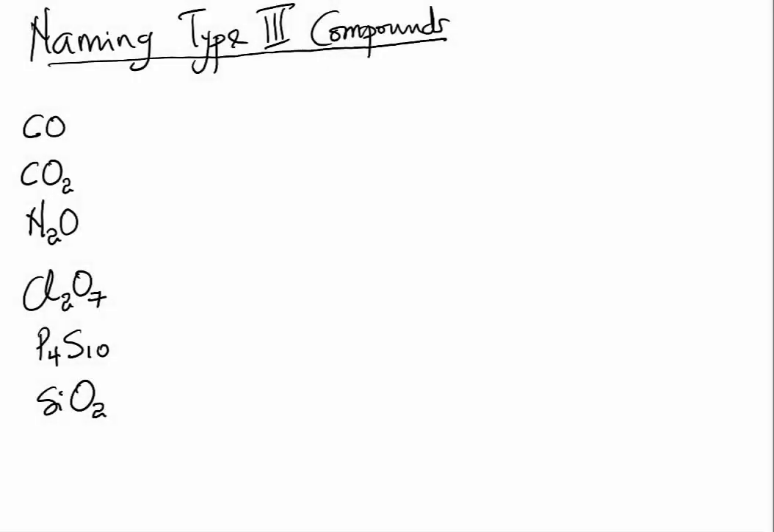Let us now take a look at how to name type 3 compounds. Let me quickly remind you, type 3 compounds are covalent compounds. And how will you know that the compounds are type 3 compounds? You will see that they do not have any metal in them.